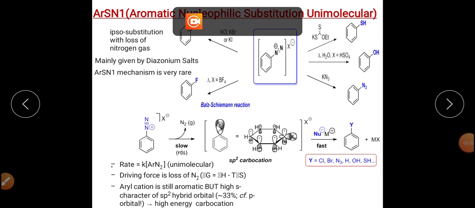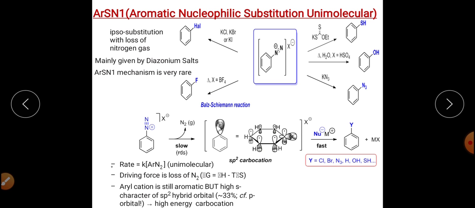Students, today we are going to discuss the next mechanism of the aromatic nucleophilic substitution reaction, and this mechanism is ArSN1, that is called aromatic nucleophilic substitution unimolecular mechanism. Basically, this mechanism is a very rare case, and generally it is observed in case of benzene diazonium salt.